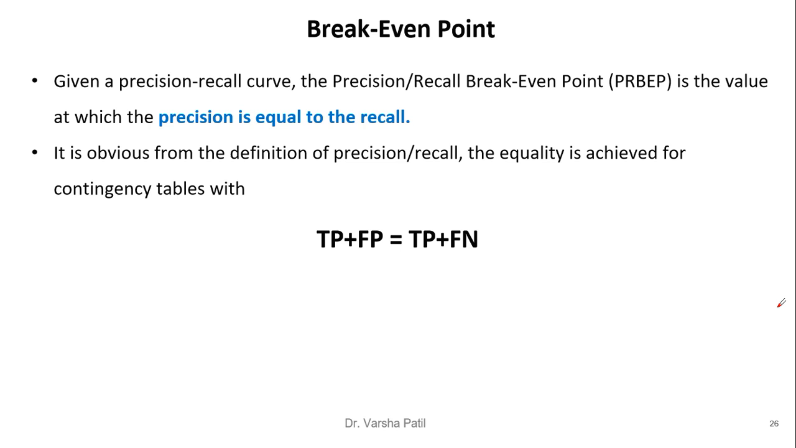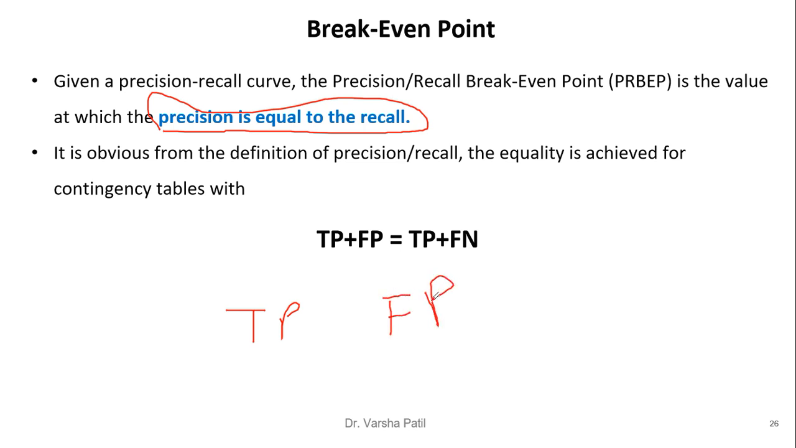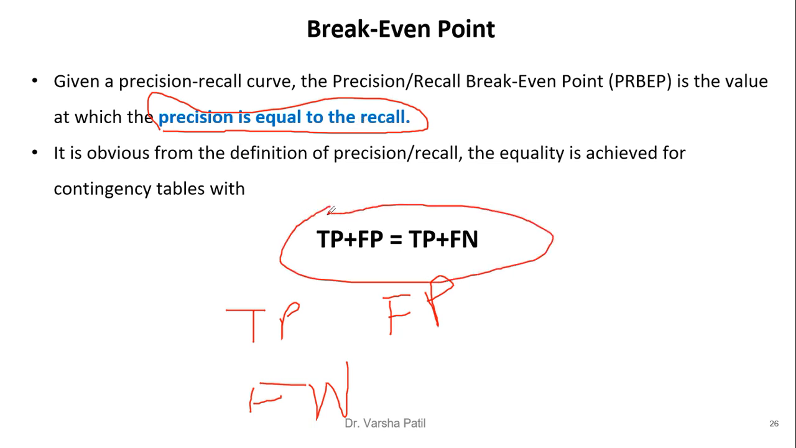Break-even point. Given a precision recall curve, the precision recall break-even point is the value at which precision is equal to recall. So when precision is equal to recall, it is called the break-even point. It is obvious from the definition of precision and recall that the equality is achieved for the contingency tables. Here we can see this is TP, this is FP, and this is TN, and the break-even point is possible when TP plus FP is equal to TP plus FN. So given a precision recall curve, it is the value at which precision equals recall. So this is the formula for the break-even point.